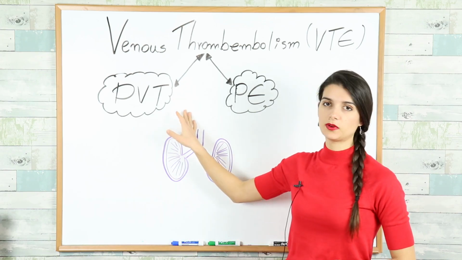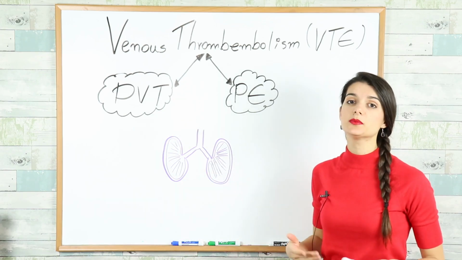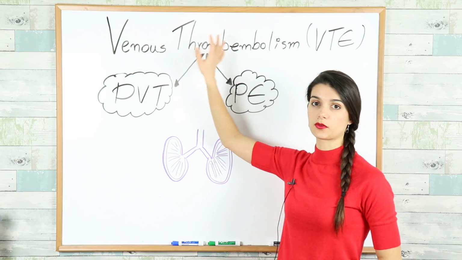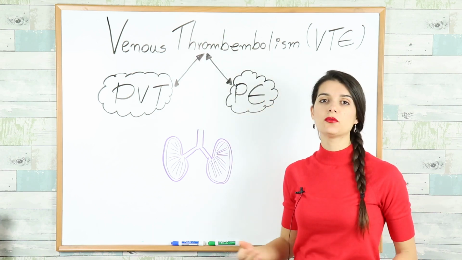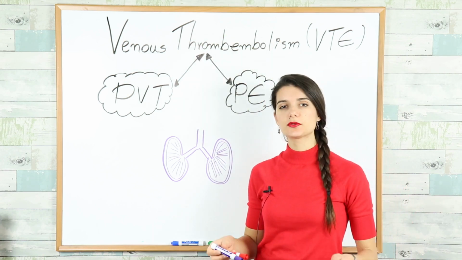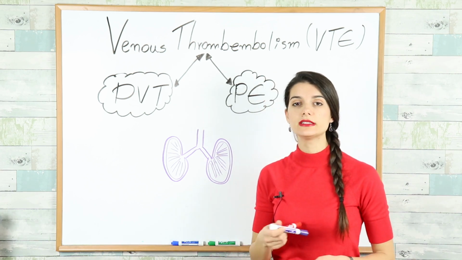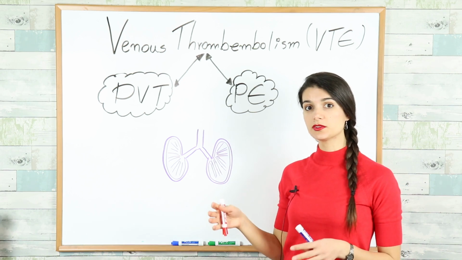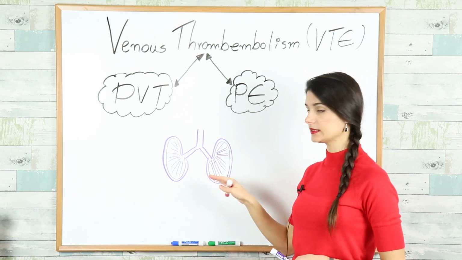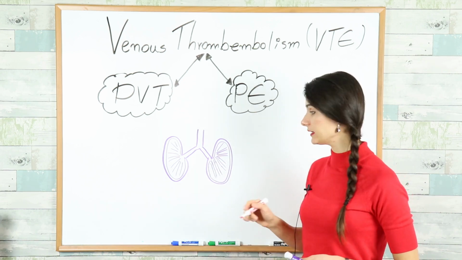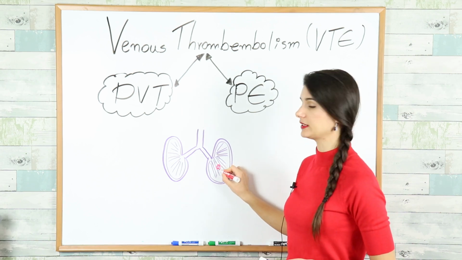Deep venous thrombosis and pulmonary embolism are two manifestations of venous thromboembolism, VTE. Now, what does VTE describe? It describes when a clot is formed somewhere in the legs, in the groin, or even in the arms. Then this clot travels with the circulation to reach the lungs. Then it lodges somewhere in the lungs and causes pulmonary embolism.